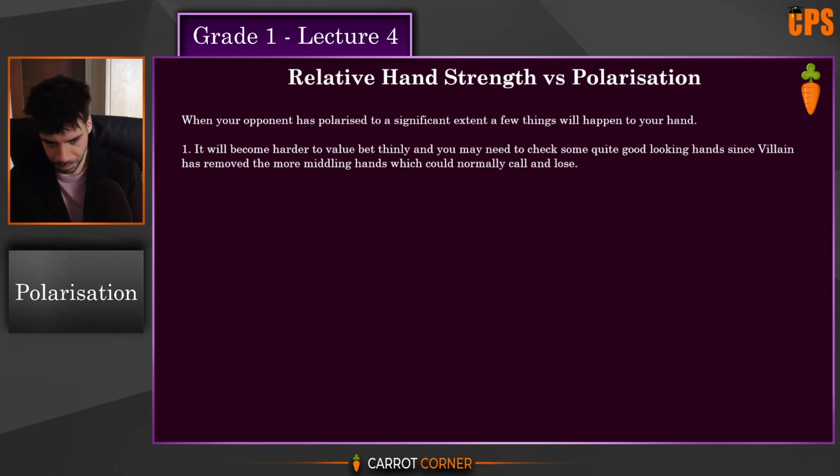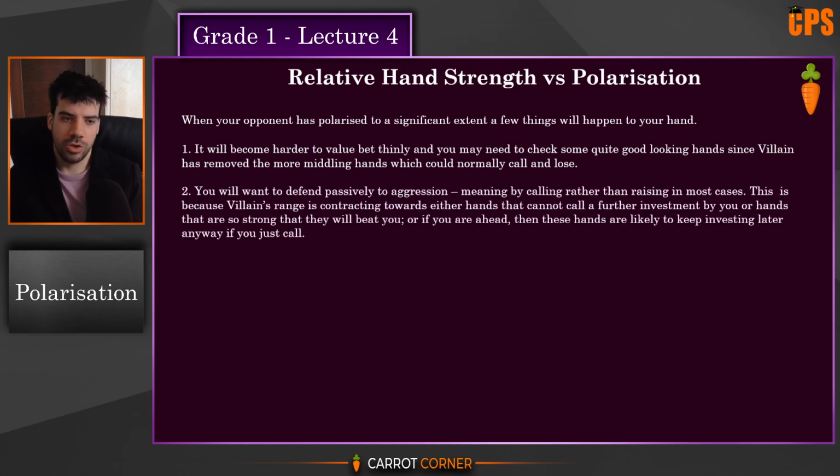The polarized range is always going to be betting at a higher frequency for the most part than a depolarized range, so it's usually correct for a range that's less polarized to check to let the polar range do the aggressing. You'll also want to defend passively to aggression, so when you face aggression from a polar range, by and large you will want to be calling mostly rather than raising.